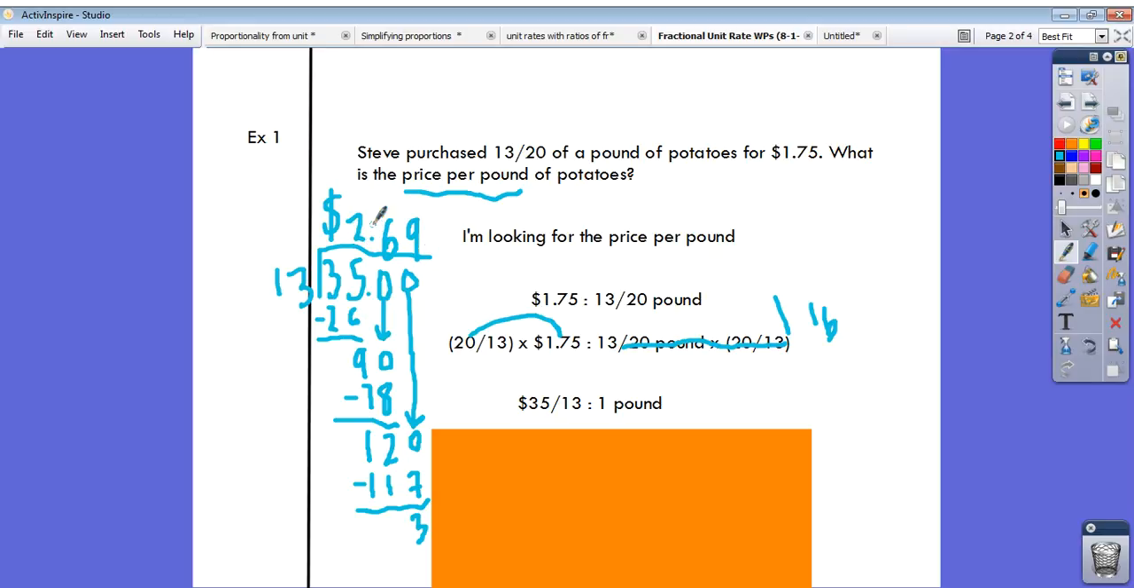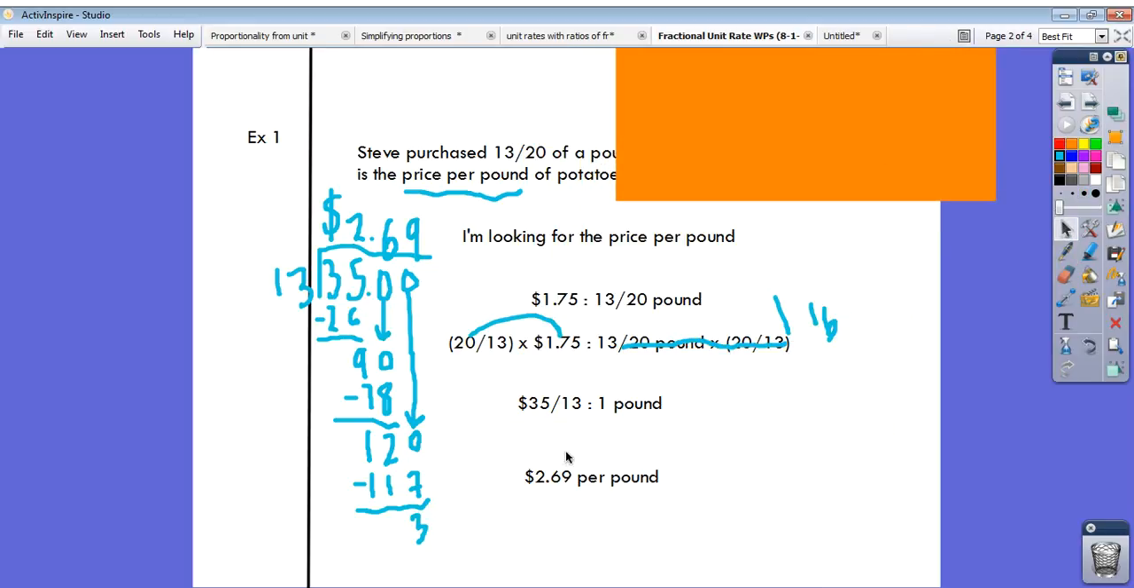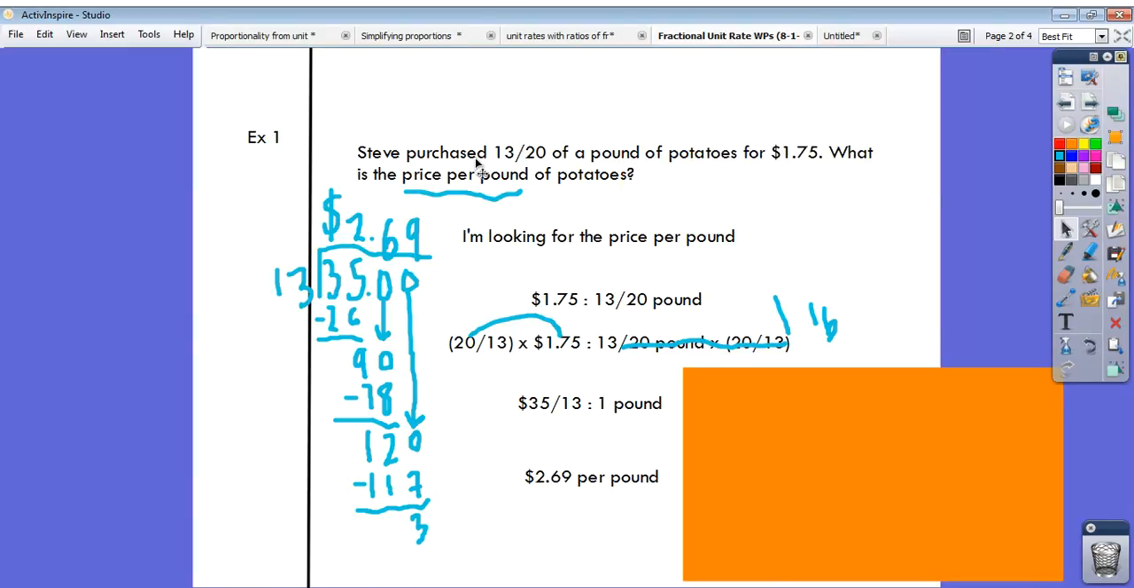So $2.69 is an acceptable answer, even though I have a remainder of 3 down here. So, let's see what we have. Very good. $2.69 is the per pound. So all we really did is find our unit rate with a fraction in it. It was just as easy as that. Let's try our next example. Though if you need more time to copy down, please pause the video now.